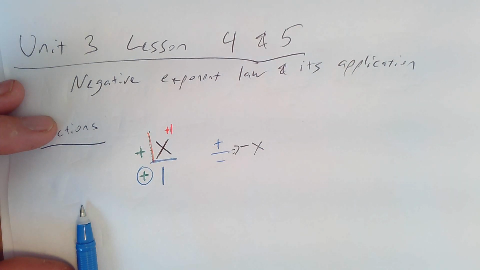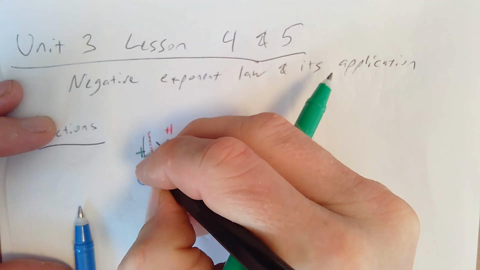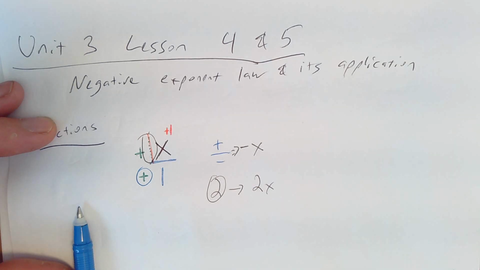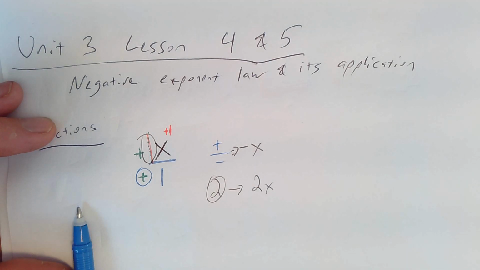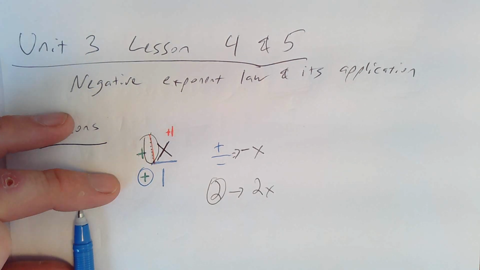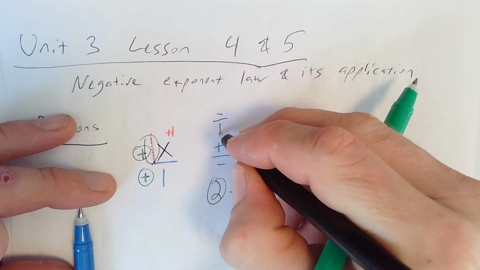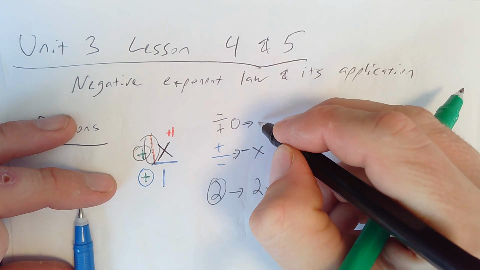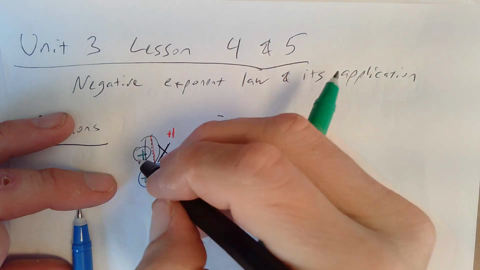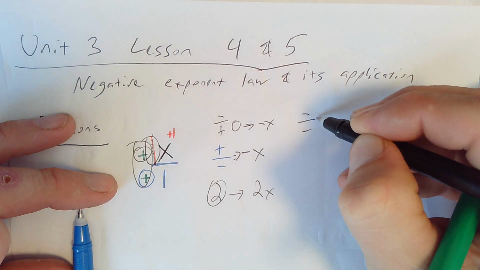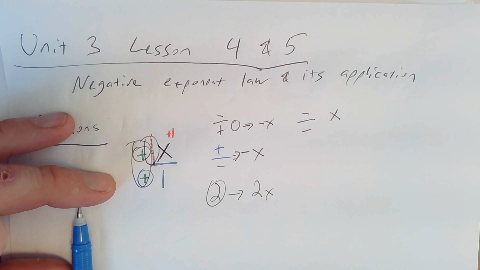Alright. If I change the 1 and I change it to a 2, it becomes a 2x, right? If I change the negative in front of the x, if I change this from a positive to a negative, and it now is a negative over a positive, I change that into a negative x, right? If I change both of them to negatives, it's a negative over a negative, which is a positive, so now I have just an x, right?